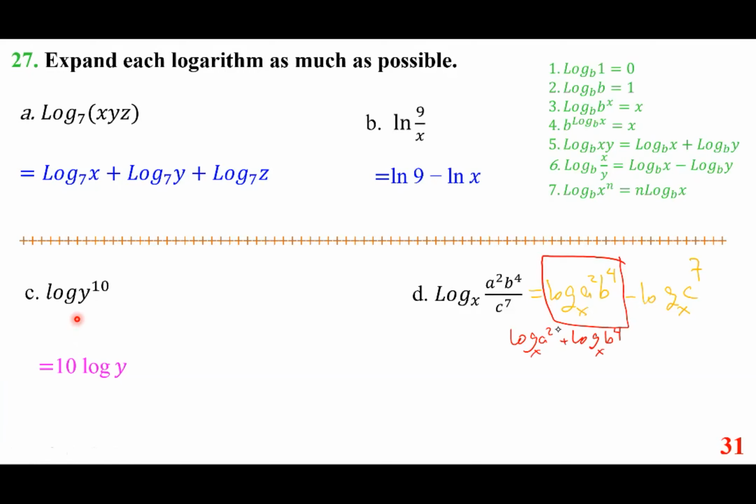And in all cases, the exponent becomes a coefficient. 2 sits in front, 4 sits in front, 7 sits in front, and here's the final answer: 2 log a base x plus 4 log b base x minus 7 log c base x. It's important to be careful with the base, everybody.